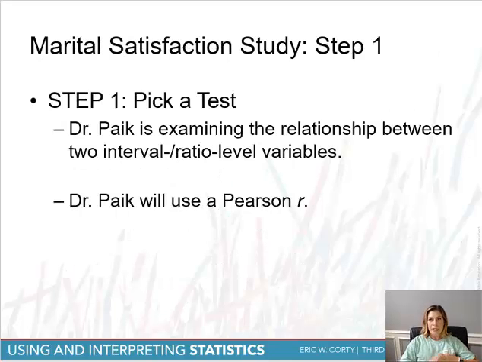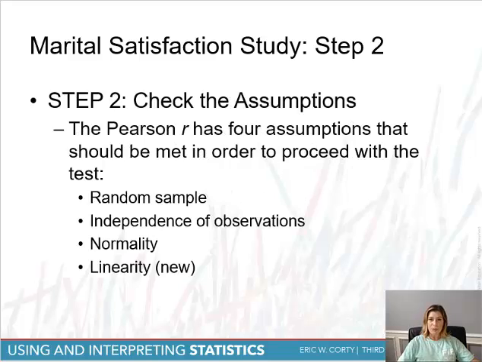So we know that this is a relationship test, okay? We're looking at the relationship between 2 variables, so we're going to do some sort of correlation. And so we're going to do the Pearson's R because we're looking at interval and ratio level variables for both X and Y. So what are the assumptions? Pearson's R has 4 assumptions, 3 that we've talked about before, which are random samples, independence of observation, and normality. I'm not going to bore you with those.